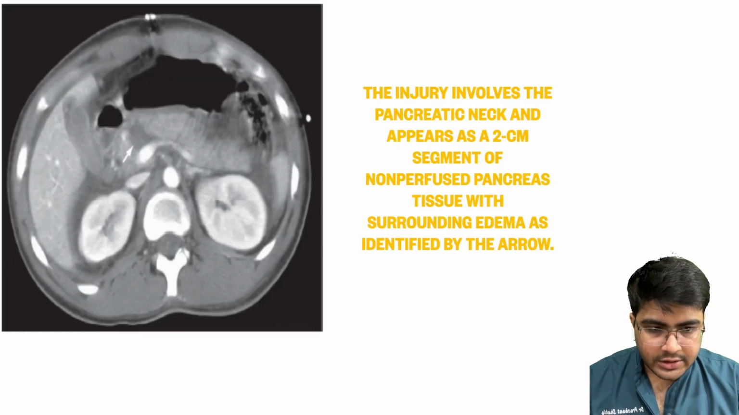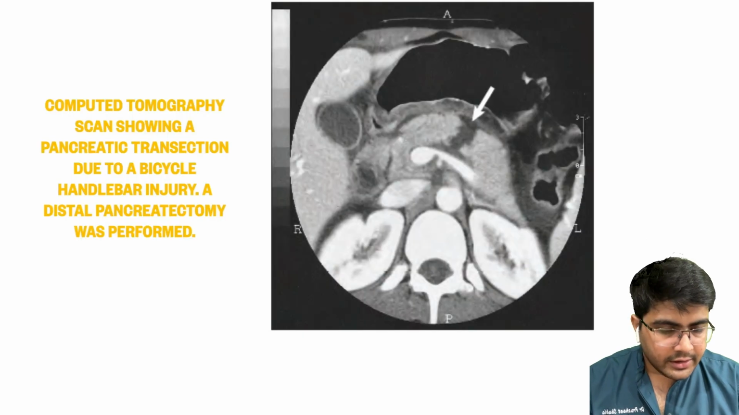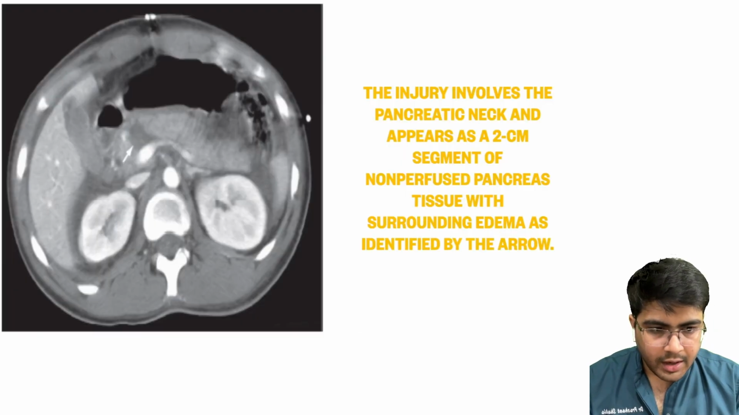So in the next image you can see this is also a transection injury. Here you can see the white arrow has been marked along the neck, and there is a devascularized non-perfused segment of pancreas with surrounding edema as identified with the arrow. Okay, so here also a distal pancreatectomy was done. So this is a more proximal transection than the previous one, and more amount of pancreas needed to be resected in this patient. Okay, so this is how pancreatic transection or pancreatic injury looks like on CT scan.